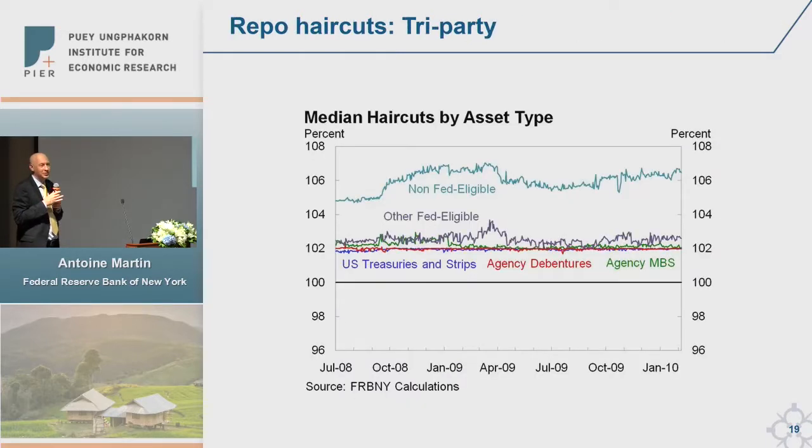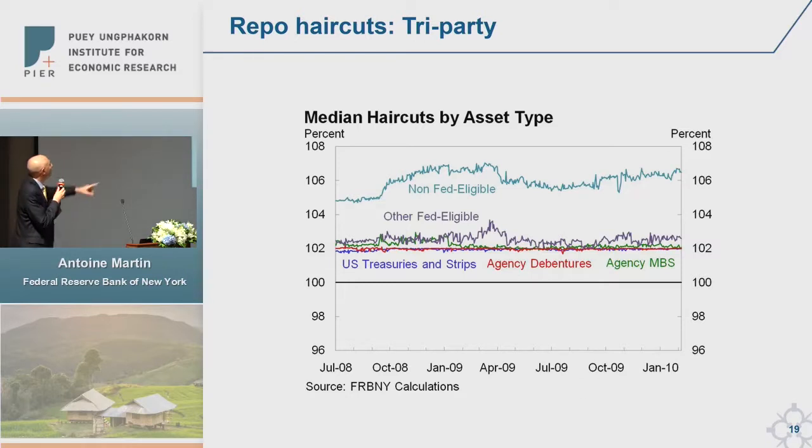And so all of the work that was being done to try to understand how to stop repo haircut spirals is essentially no longer relevant. And then people start moving to thinking about other ways in which this market might be fragile and other ways you can address that kind of fragility.